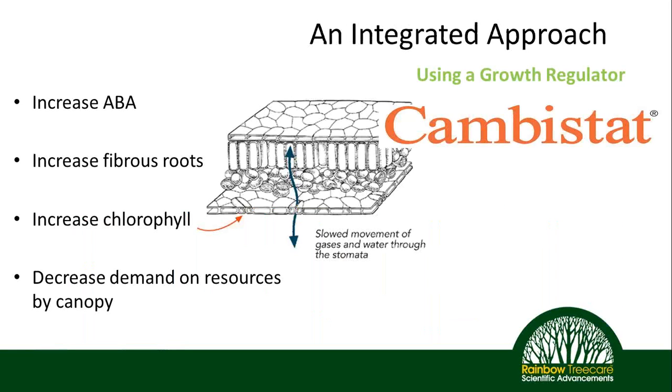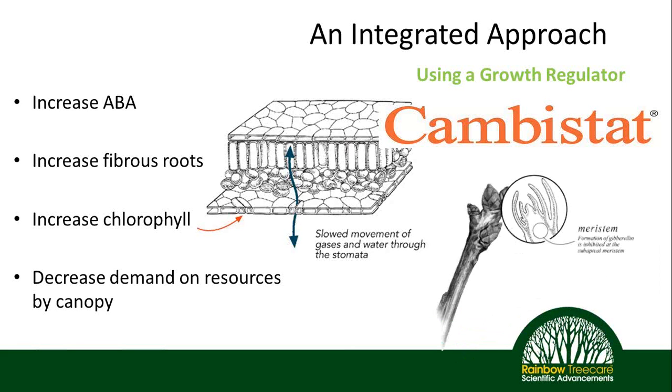We can do that using a growth regulator, Cambistat primarily for trees. So Cambistat is a paclobutrazol formulation, similar to the fungicide propiconazole, which many of you are familiar with for treating fungal infections. But it really does four things. It's going to increase abscisic acid, which is our stress hormone, and it's going to increase fibrous roots, increase the chlorophyll in the leaves, and decrease the demand on the resources by the canopy. So it's going to inhibit the formation of gibberellins in the subapical meristem, which translates to less canopy growth and more root growth with healthier tissues on top. I think that is probably the easiest way to think of it.